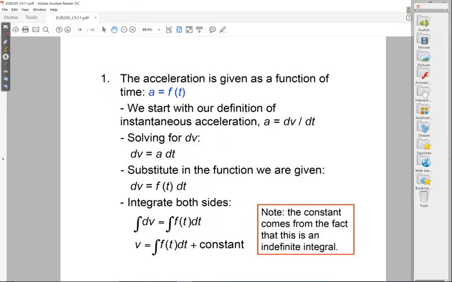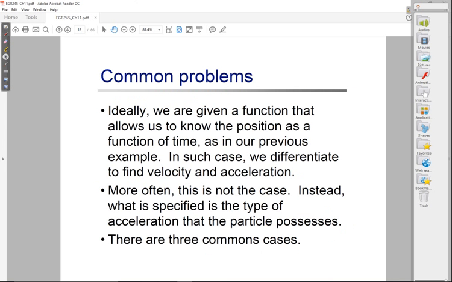Now here's the problem, in some cases. There might be situations that you run into out in the real world where it's difficult for you to get position as a function of time. It might be much easier to measure something else instead of position, and maybe instead of time.